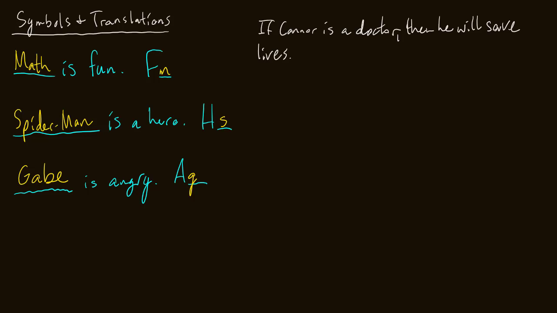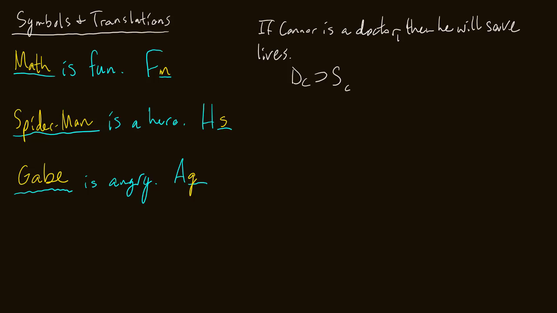So how would I translate this? Well, okay, it's an if-then statement, so we see the connective from propositional logic that we learned. So let's just look at if Connor is a doctor. Is a doctor is my predicate. Connor is my subject, right? So I'll put capital D, lowercase c, and it's going to be an if-then statement, so let me just start with my connective. Then he will save lives. Okay, well, the antecedent for he is Connor. He is referring to Connor, so then Connor will save lives. So I guess I'll just use capital S for save lives, and lowercase c for Connor. Save lives, Connor. And that's how you would translate it.